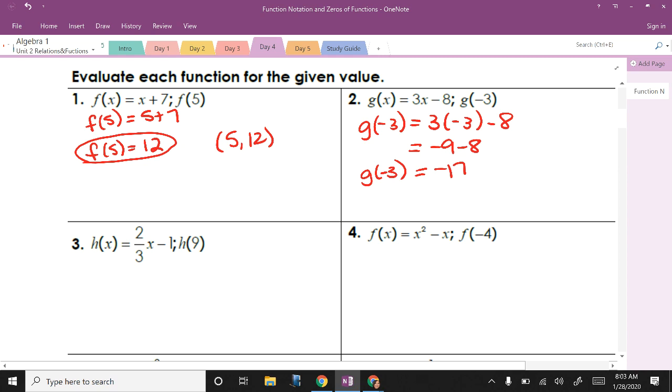All right. So this function is called h. h of x equals 2/3 x minus 1. And we want to find h of 9. So how do we do that? Plug 9 in for all my x's. So h of 9 equals 2/3 times 9 minus 1. Multiply first. What's 2/3 times 9? 18 divided by 3, which is 6. And 6 minus 1 is 5. So h of 9 equals 5.